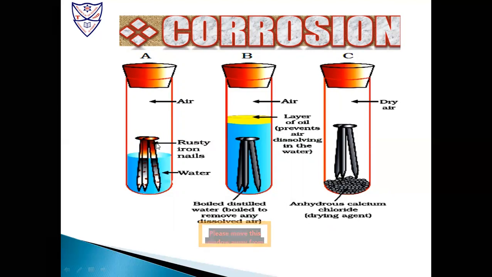Why? Because it is connected with the water as well as air. Here it will not form any rust because no oxygen or less oxygen is there, and oil prevents contact with the air. And here calcium chloride absorbs all the moisture. So in test tube C also there is no rust formation.